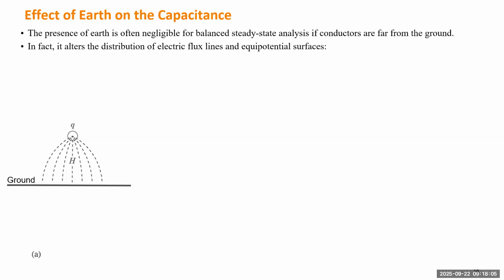So if the ground is far away from the conductors, the electric field will be perfectly symmetric, and that makes the calculation easier. But if the ground is close to the conductor, you see that the electric field will be distorted. The direction of the flux will change, finally ending near the ground. That makes the calculation harder. But we have a method to simplify the calculation.